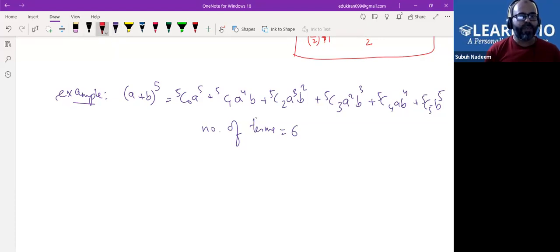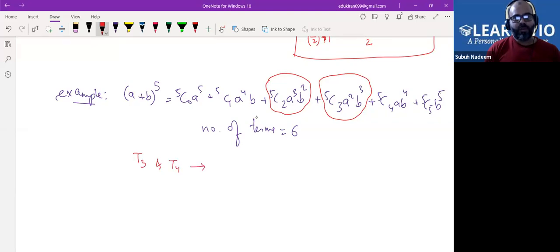Now what is the middle term? The middle term is not 1 here. There are 2 middle terms. This is also a middle term and this is also a middle term. So the third term and the fourth term are both middle terms. What do we mean by third and fourth? If we see the index 5, the third is actually the (5 plus 1) by 2th term, and the fourth is the (5 plus 3) by 2th term.